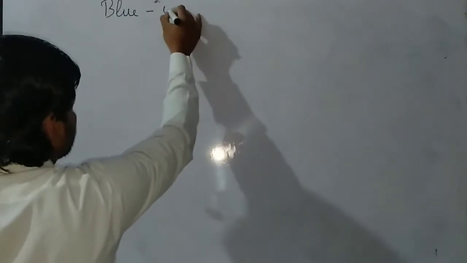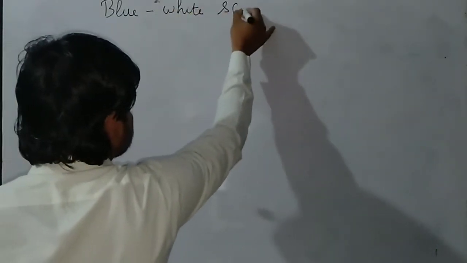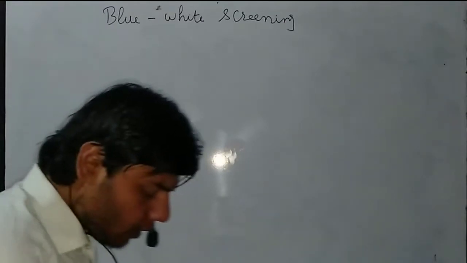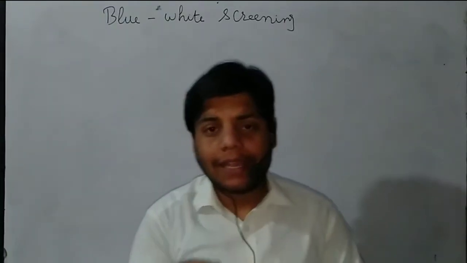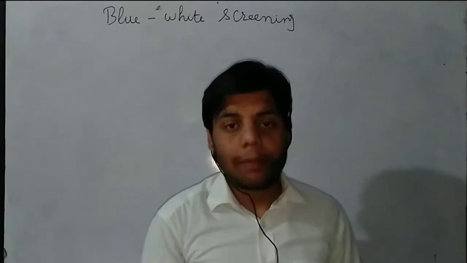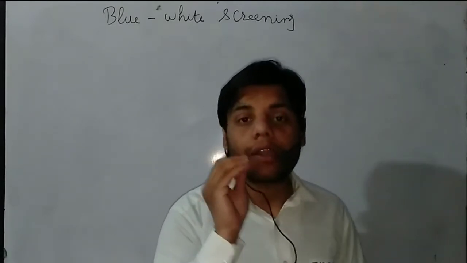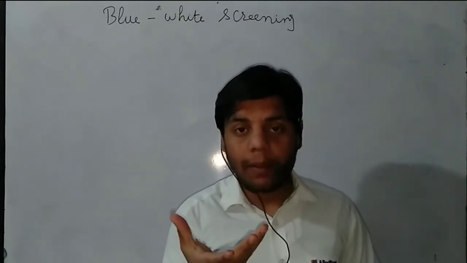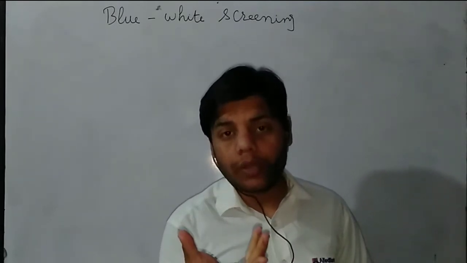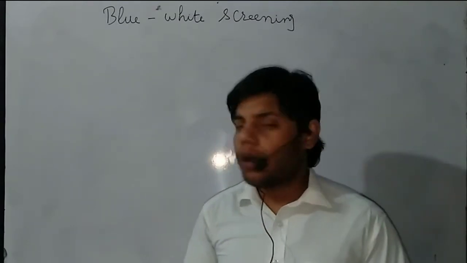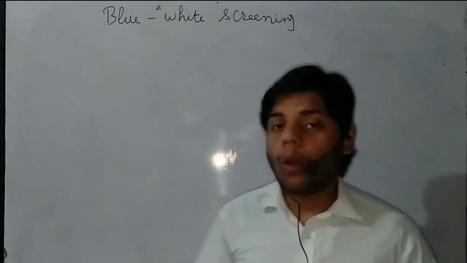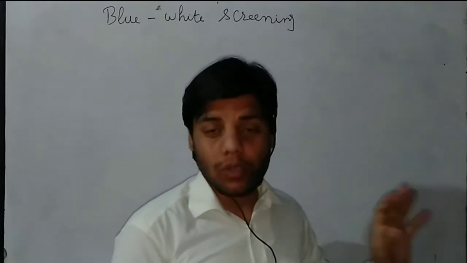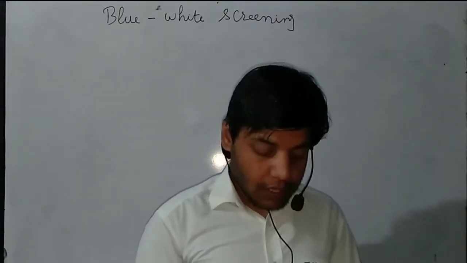Okay, so let me write blue. Now, what is blue-white screening? It is again a screening technique in which we can detect our recombinant vector, our recombinant cell, inside a media or in a nutrient agar plate. Okay. Very fast, or rapidly. Now, how can we perform it? And what is the importance of this blue-white screening technique?